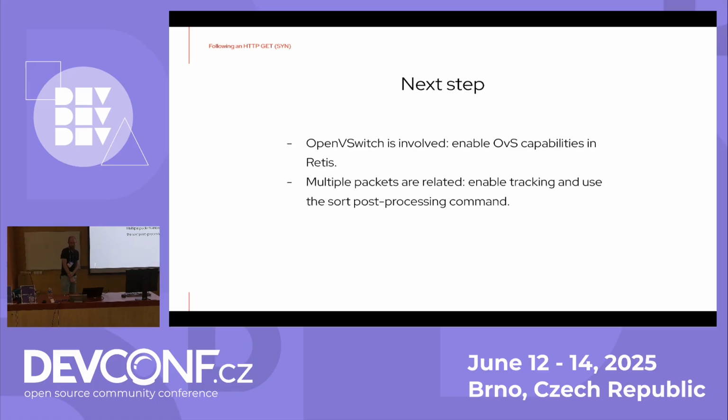Okay, next step. So this is nice. We saw OpenVSwitch is involved, so we'll enable some OpenVSwitch capabilities to get extra information. And also we saw multiple packets that should be related. It looks like to be the same packet. So we'll enable tracking to try to reconstruct the flow.